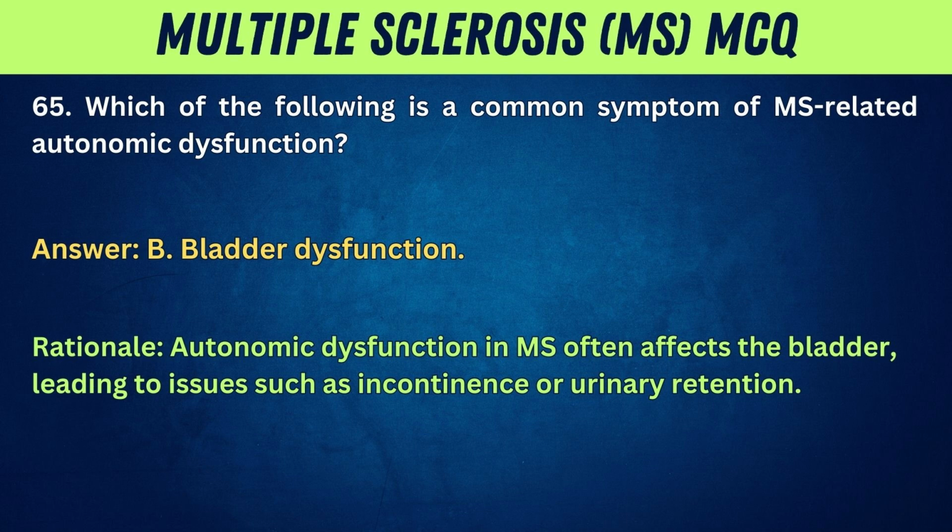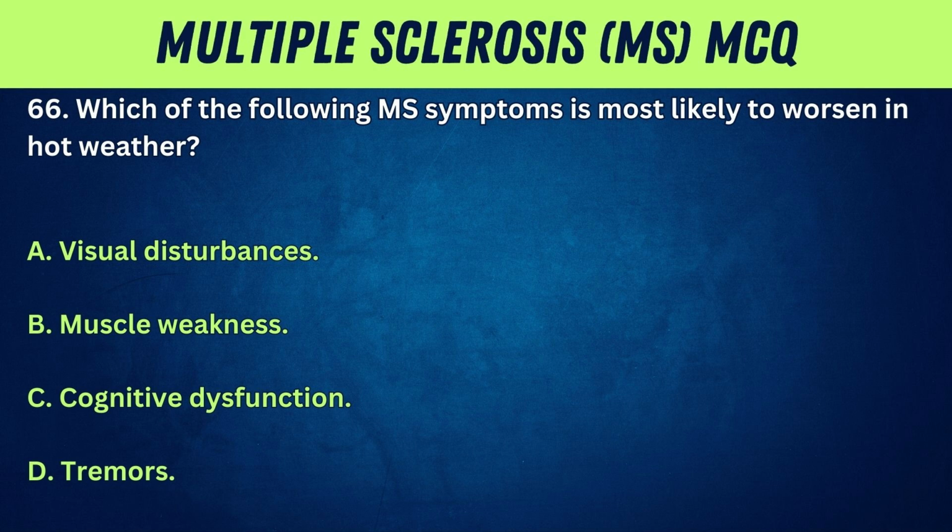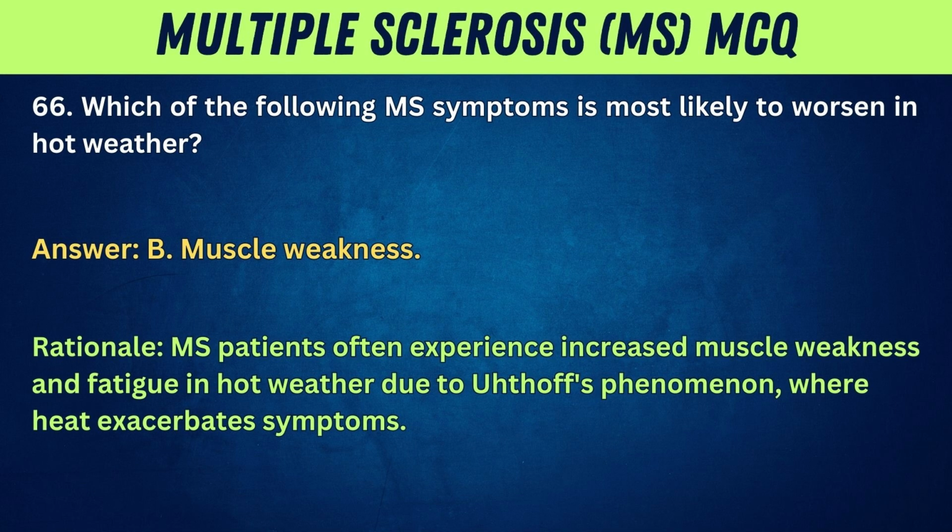66. Which of the following MS symptoms is most likely to worsen in hot weather? A. Visual disturbances. B. Muscle weakness. C. Cognitive dysfunction. D. Tremors. Answer: B. Muscle weakness. Rationale: MS patients often experience increased muscle weakness and fatigue in hot weather due to Uhthoff's phenomenon, where heat exacerbates symptoms.